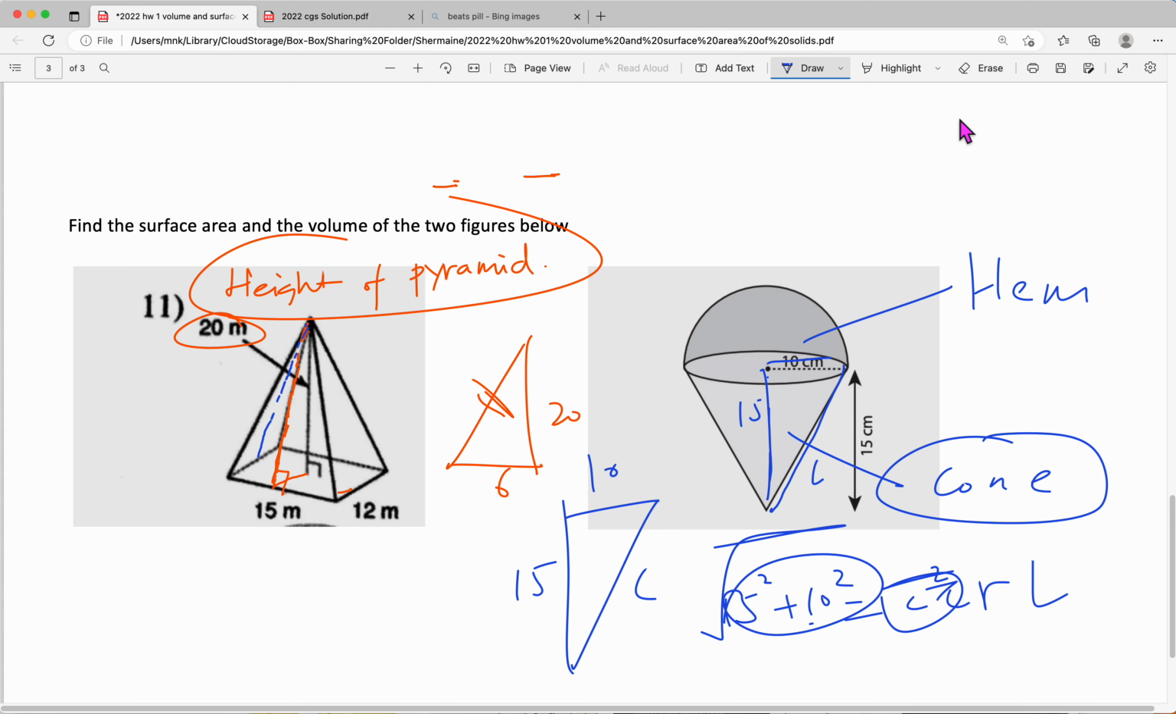Now, how do you find the surface area of the hemisphere? I think 4 pi r squared. Yeah, 4 pi r squared divided by 2. Correct. And so that will be 4 pi r squared divided by 2. R is 10, right? Yeah. Okay, so you just add these two up to get the surface area.